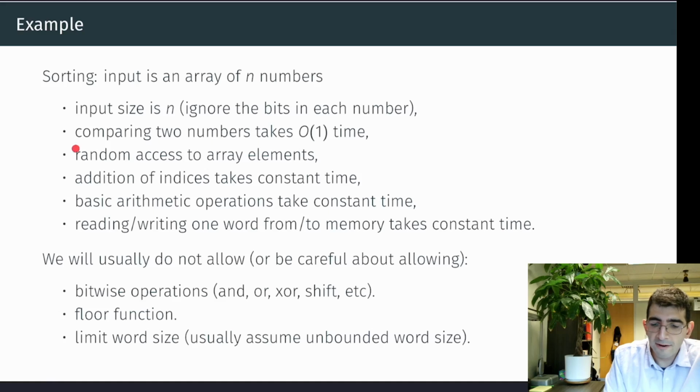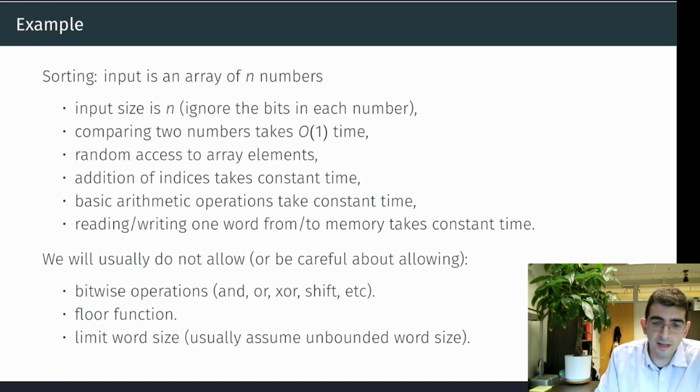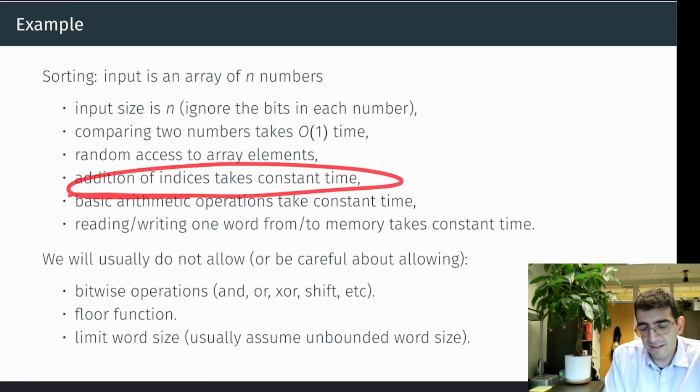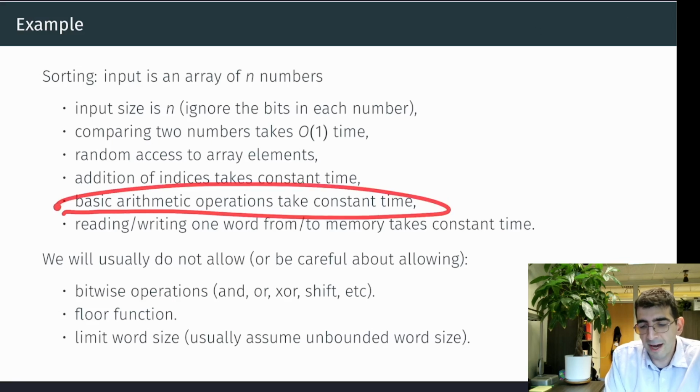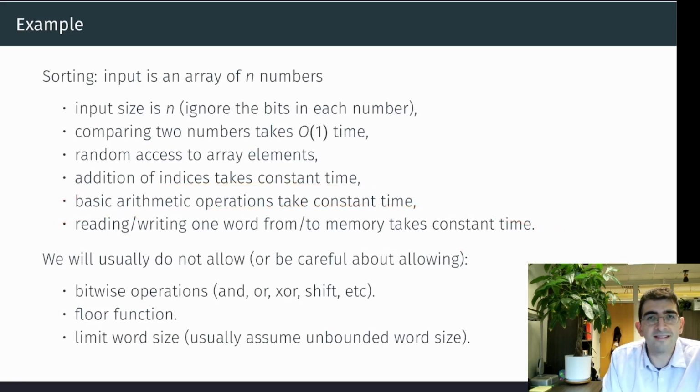We say comparing two numbers takes constant time. Again, this follows from the arithmetic and comparator operations that we specified earlier. Random access to an array of elements, constant time. Addition of indices, constant time. Basic arithmetic operations, constant time. Reading and writing to and from memory takes constant time, right? All of this follows from what we defined earlier informally.